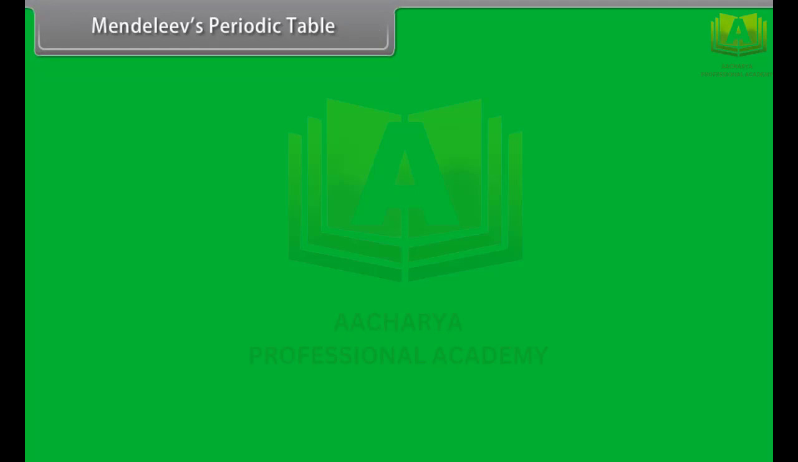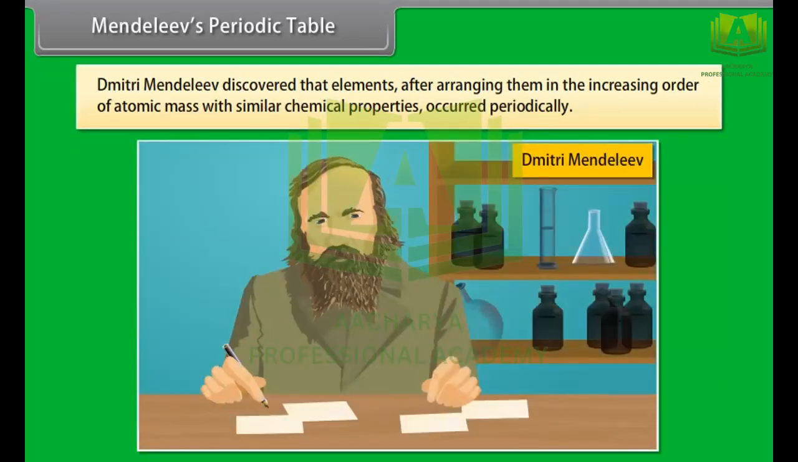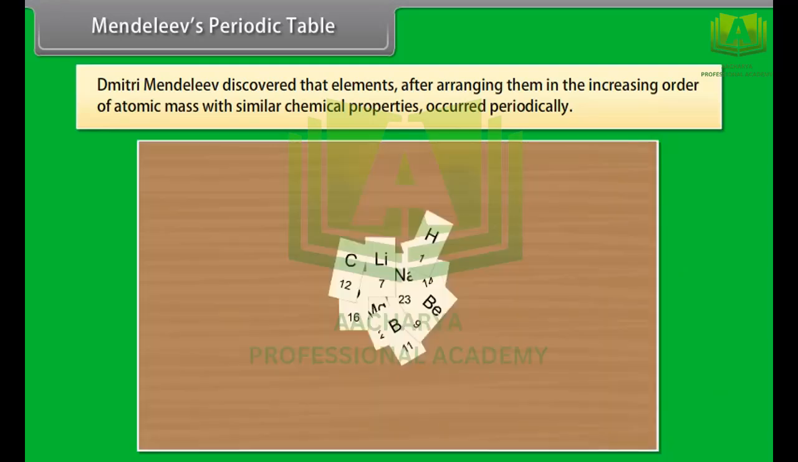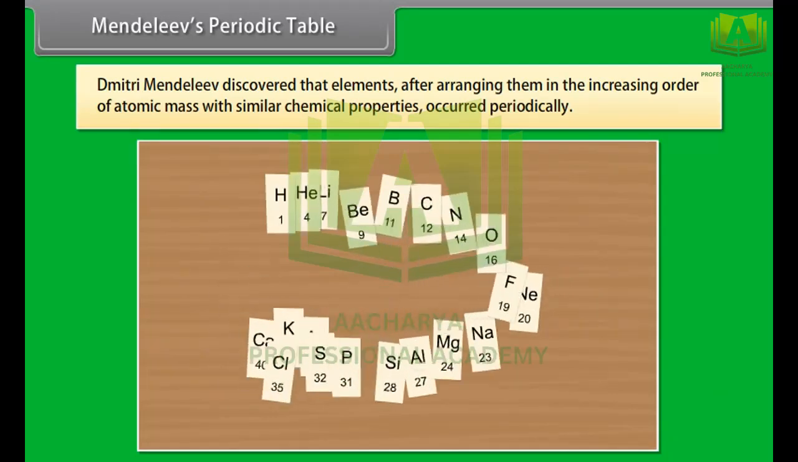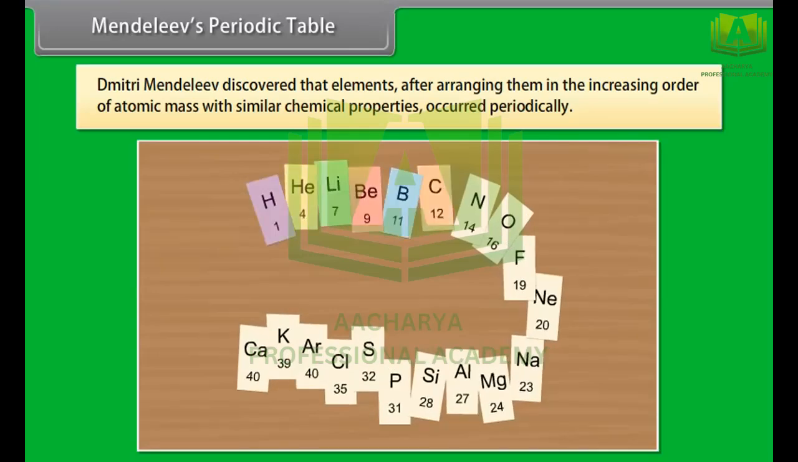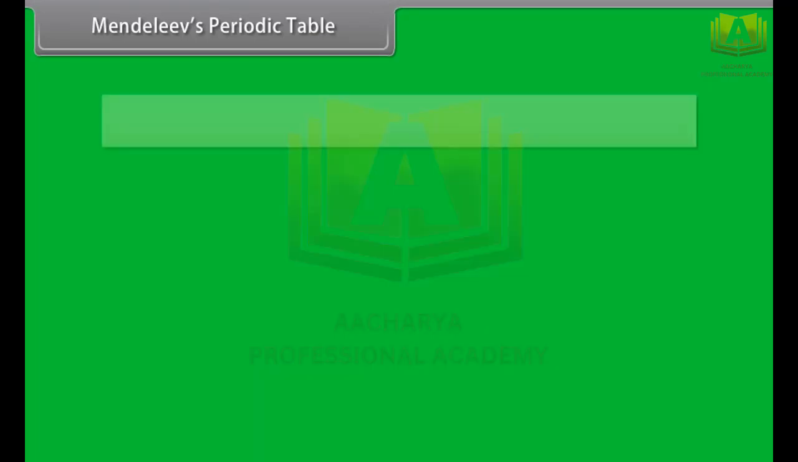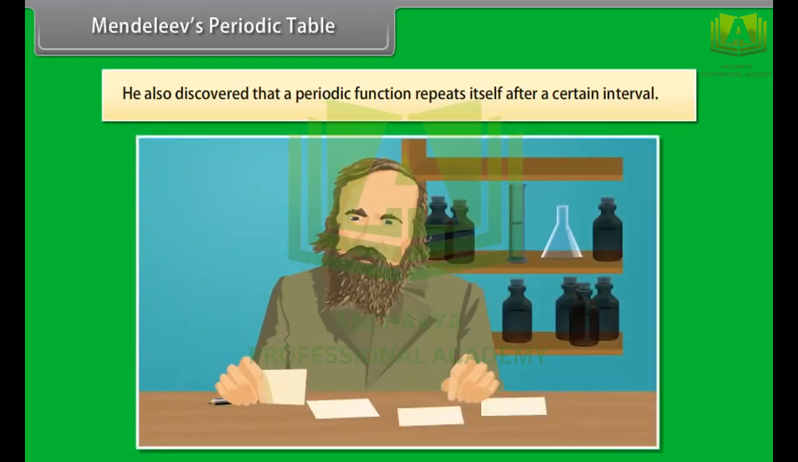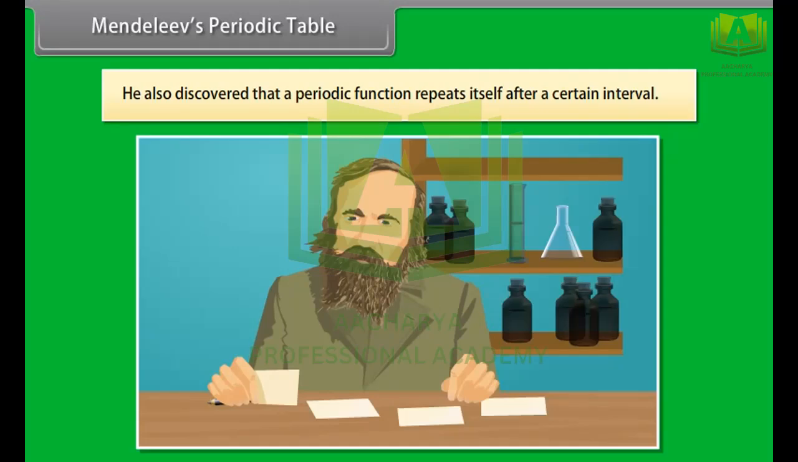Mendeleev's periodic table. Dmitry Mendeleev, a Russian chemist, discovered that elements, after arranging them in the increasing order of atomic mass with similar chemical properties, occurred periodically. In 1869, he stated this observation in Mendeleev's periodic law. He also discovered that a periodic function repeats itself after a certain interval.